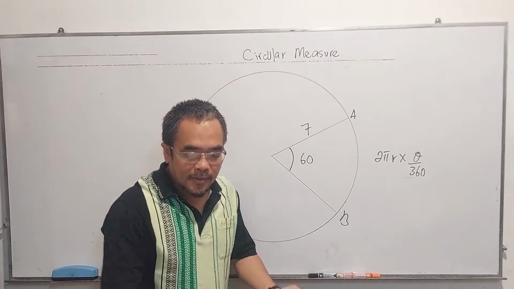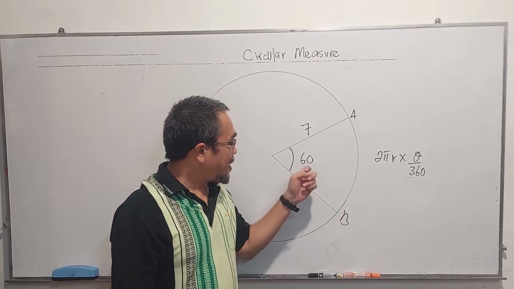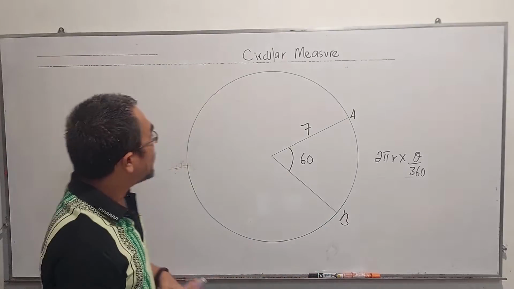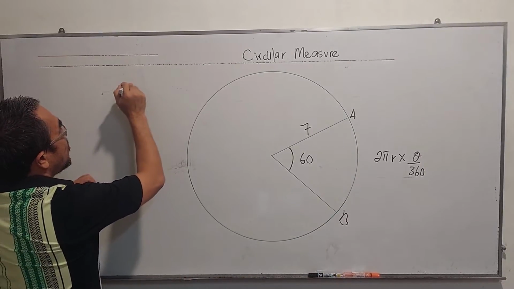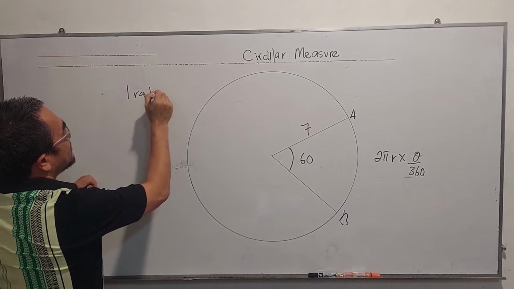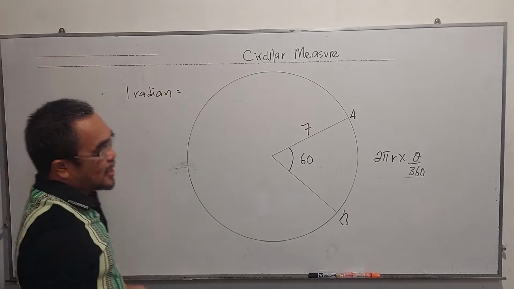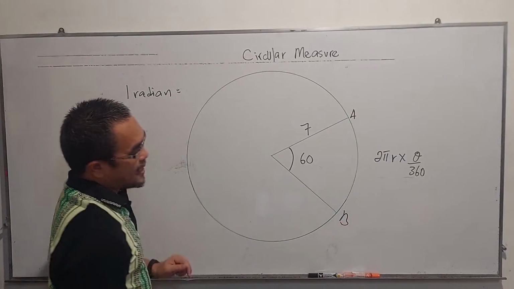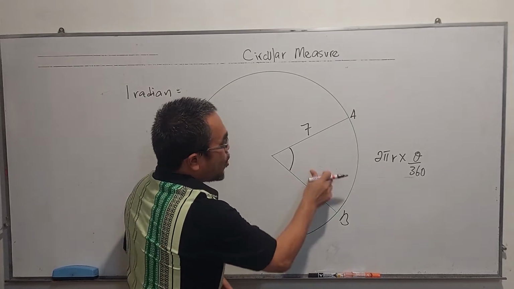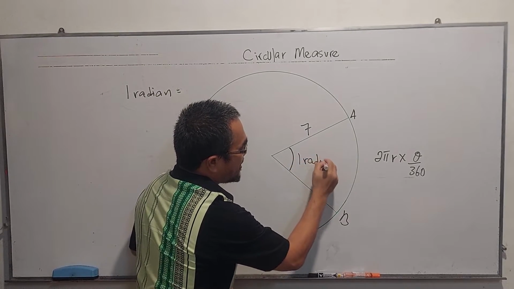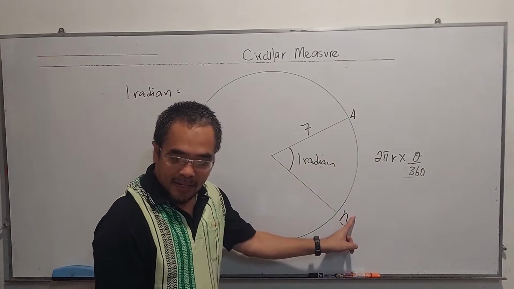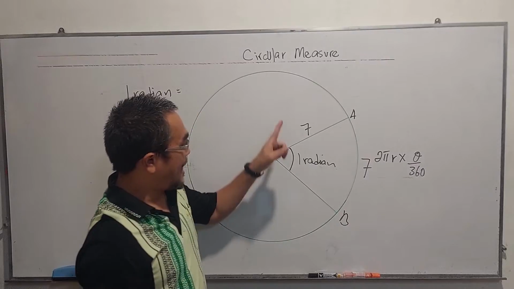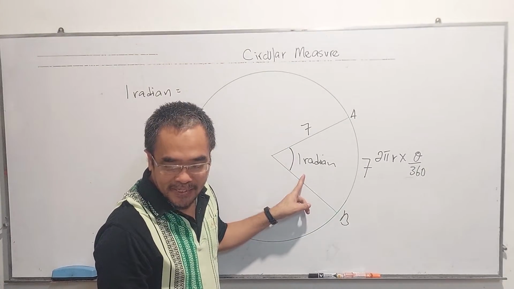But then here there is another unit of angle. Okay, so what is the unit? Is what we call radian. Okay, 1 radian is when the length of arc, for example, this is 1 radian when the length of arc is similar to the radius. If this is 7 and this is 7, this is 1 radian.